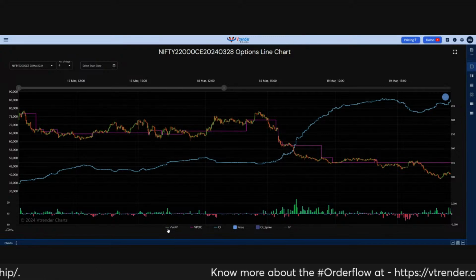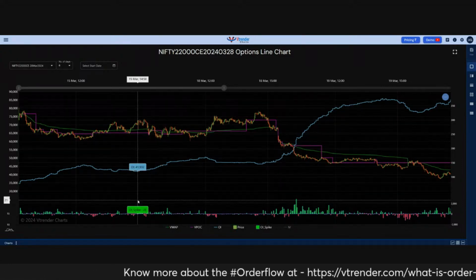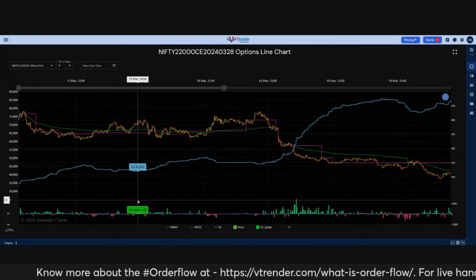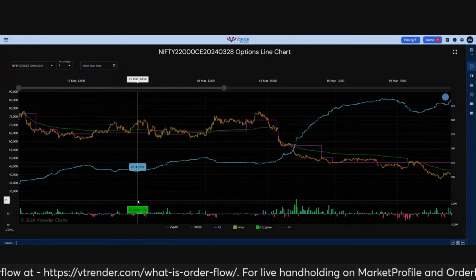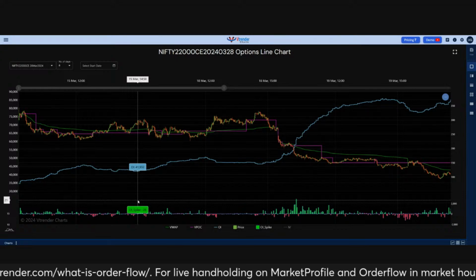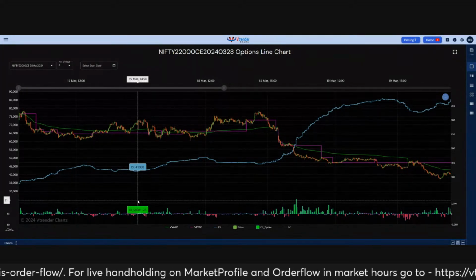We can even hide the VWAP reference. But in options, it is very important to take it as a combo, the POC and the VWAP, because it gives us a very good indication of who is in control and what you can expect in the market going forward.